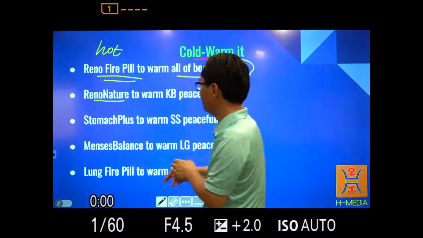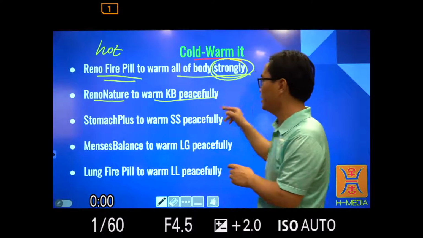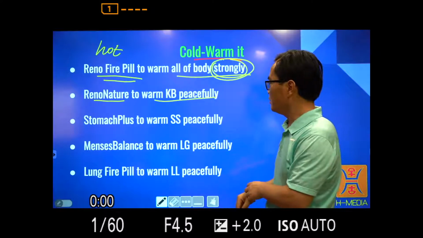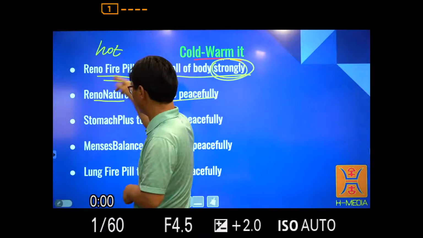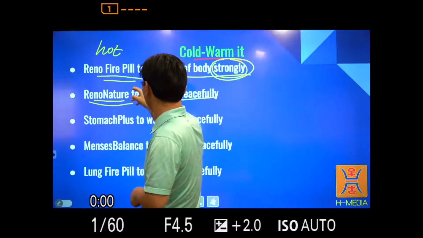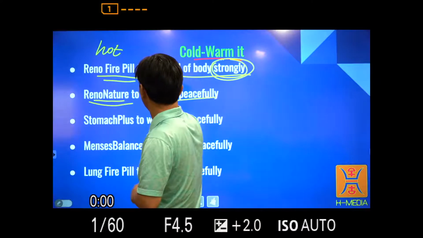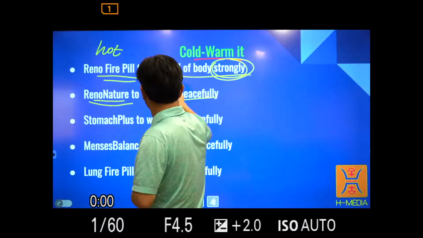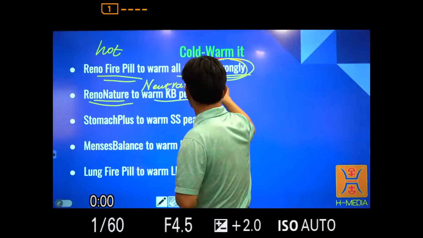Renal Nature is general, to warm peacefully. So the Renal Fire is hot, while the Renal Nature is neutral. We can say it's neutral or a little warm.